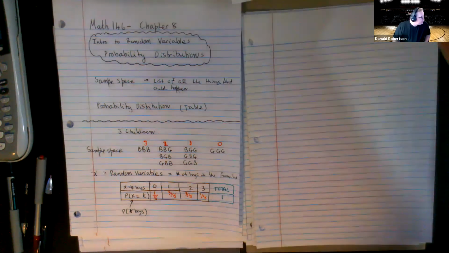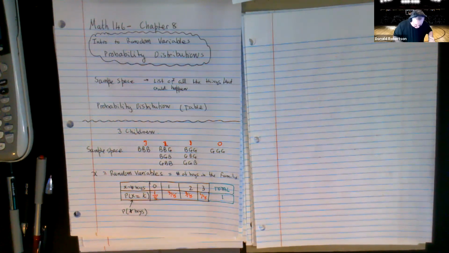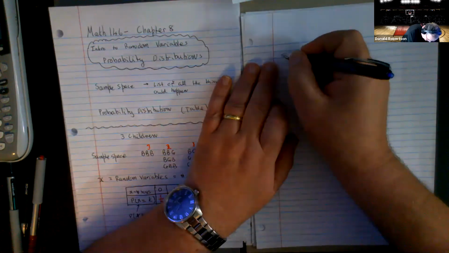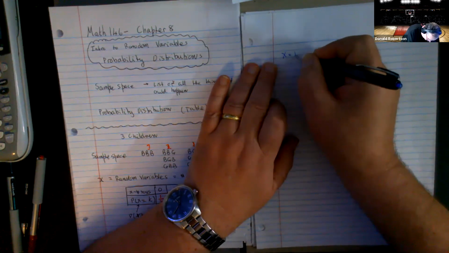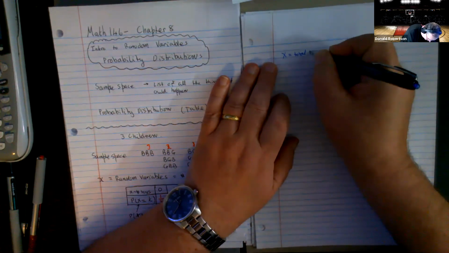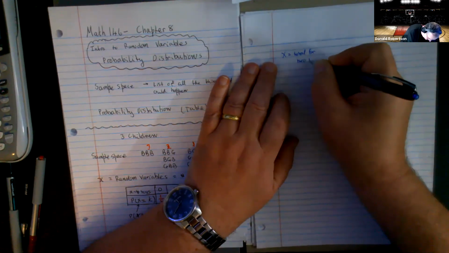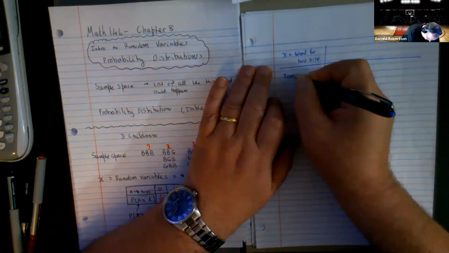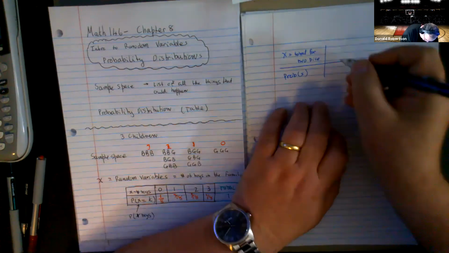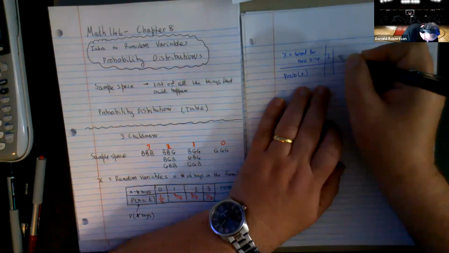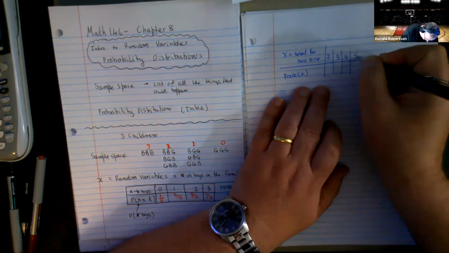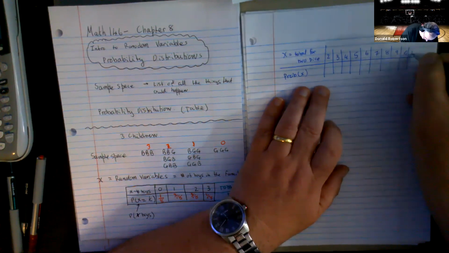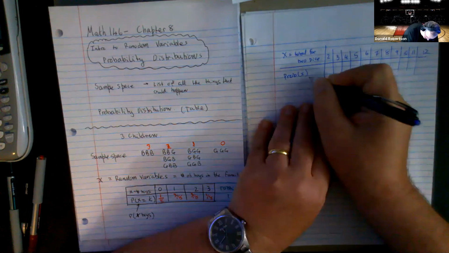So let's do a question where you've already been given the probability distribution. That'll be the last question for today. So X is going to be the total for 2 dice, and the probability that it happens. So you can get a probability that the total's a 2, a 3, 4, 5, 6, 7, 8, 9, 10, 11, and finally a 12.